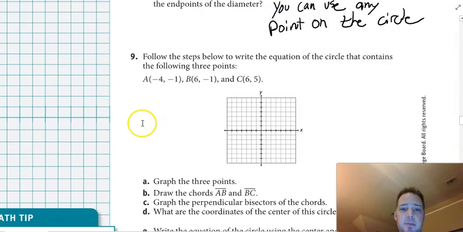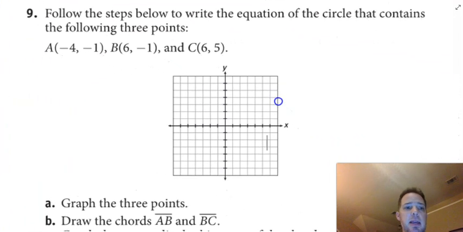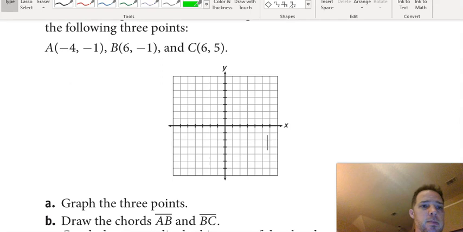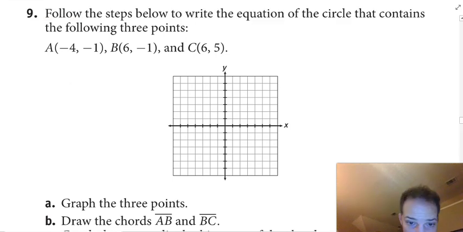So follow the steps below, write the equation of the circle that contains these 3 points. All right, so let's go ahead and graph these then. I'm going to zoom in a little bit, make it easier. Okay, so A is at (-4, -1). B is at (6, -1), 1, 2, 3, 4, 5, 6. And C is at (6, 5).